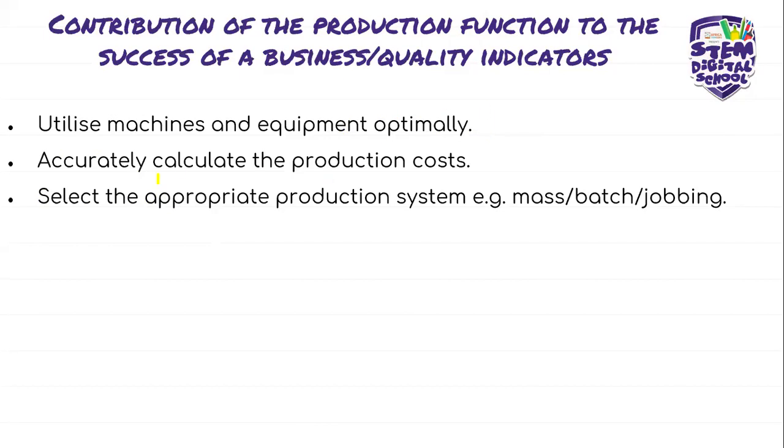Take your equipment by quality so that it can last you longer in a business. Accurately calculate the production costs. You must know that our production cost is so much. You must also select the appropriate production system, whether it's mass, batch, or jobbing. We know other productions when we select them, it's per batch, others per box, others per mass, others per jobbing. So you must select the appropriate production system.